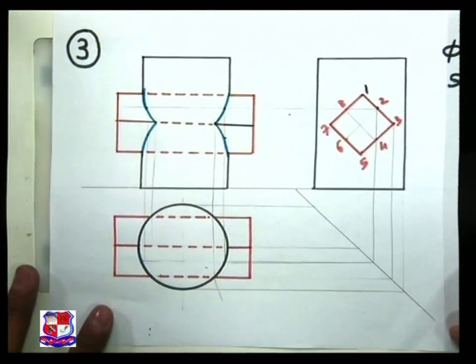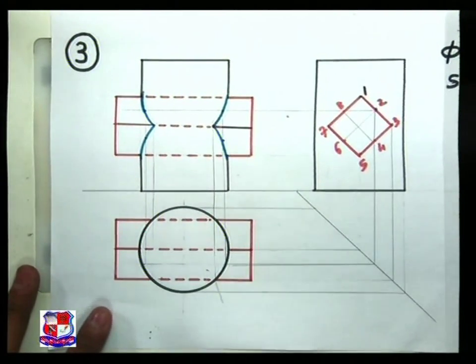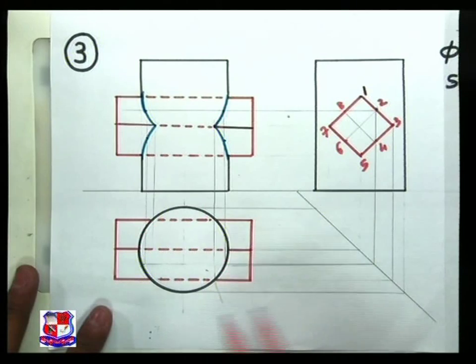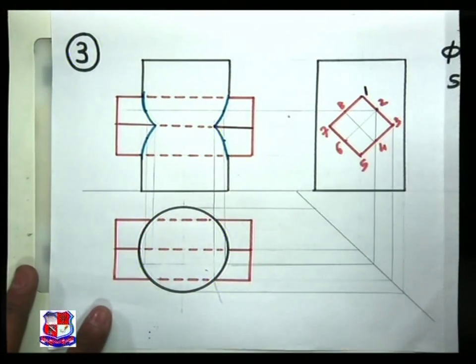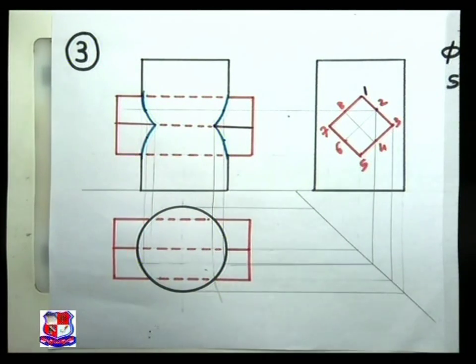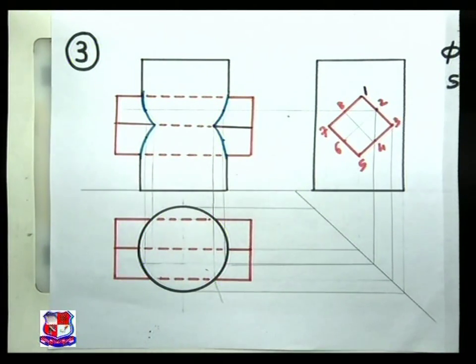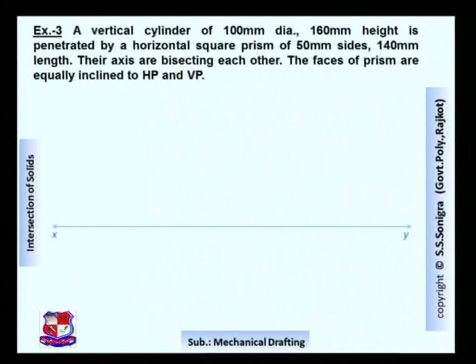So this is the solution of this problem, and you can insert the dimensions. This is diameter 100, length 160. This is the square of 50 mm sides, and length is 140 mm. I hope the solution is clear to you. Now let me quickly revise these steps.